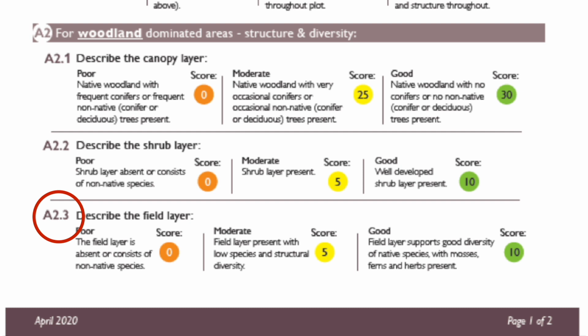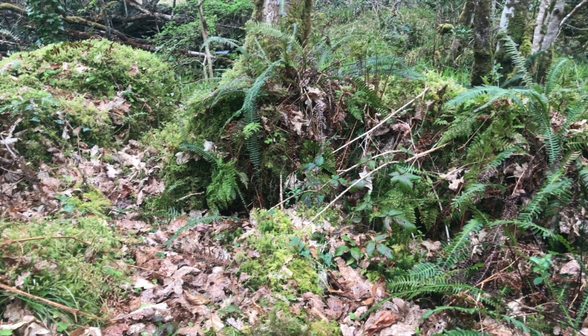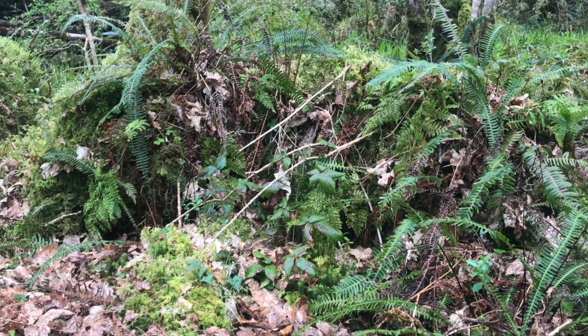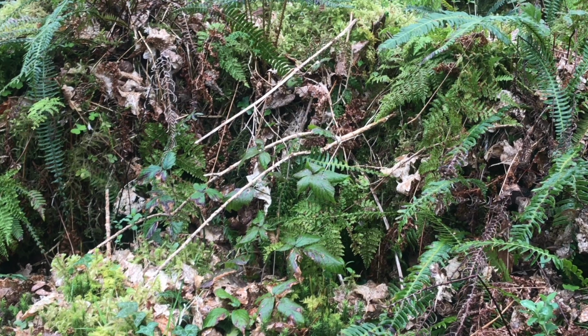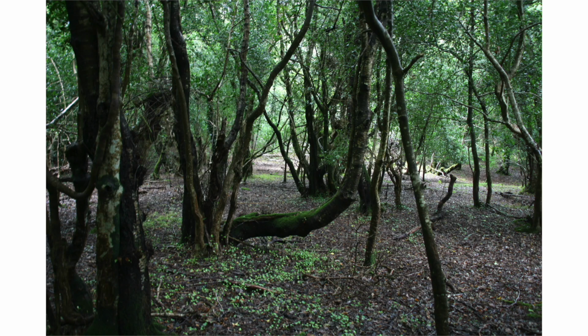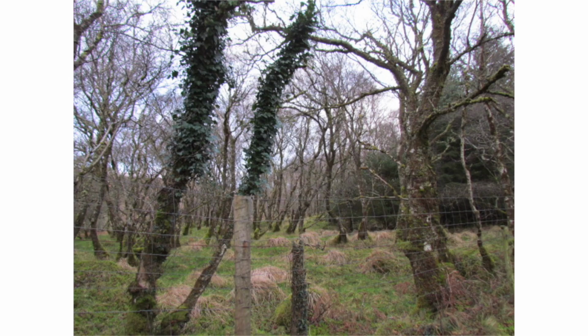A2.3 Describe the field layer. This relates to the range of vegetation such as herbs, ferns and mosses. There are 3 categories: poor, moderate, which typically has a low diversity of species or possibly is dominated by single native species, and good.